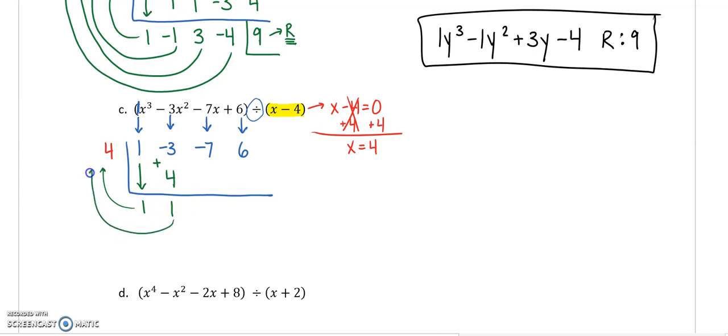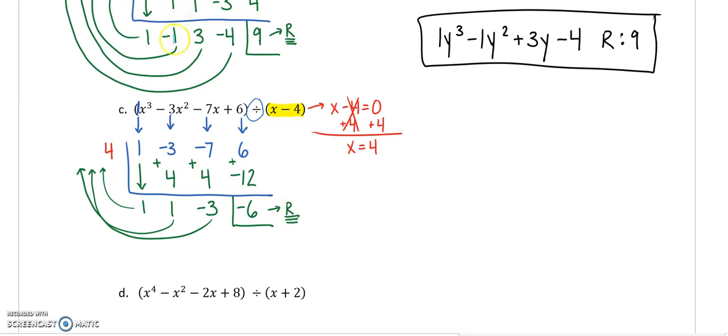Again, that number you get, multiply it. 1 times 4 is 4, and then add. And it looks like this is the last one. Bring that over here, multiply it. -3 times 4 is -12. And then add 6 minus 12. Or sorry, 6 plus -12, that's -6.